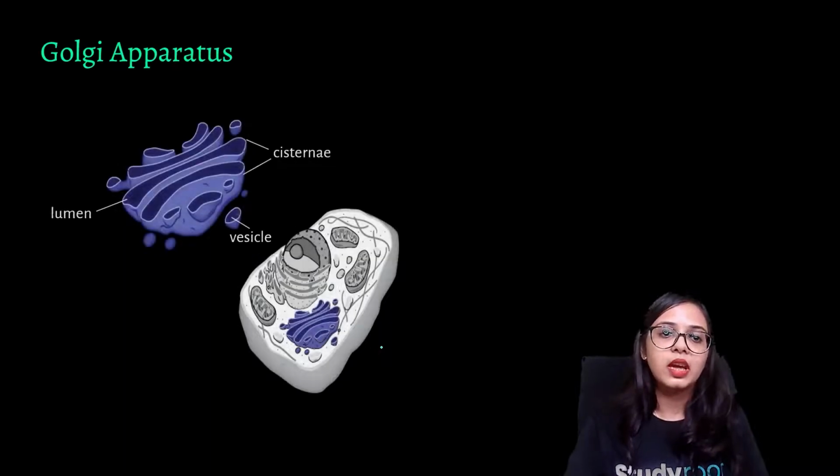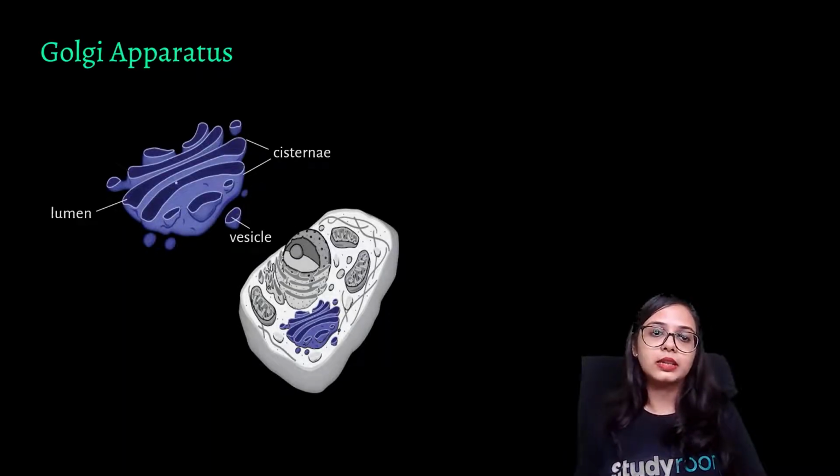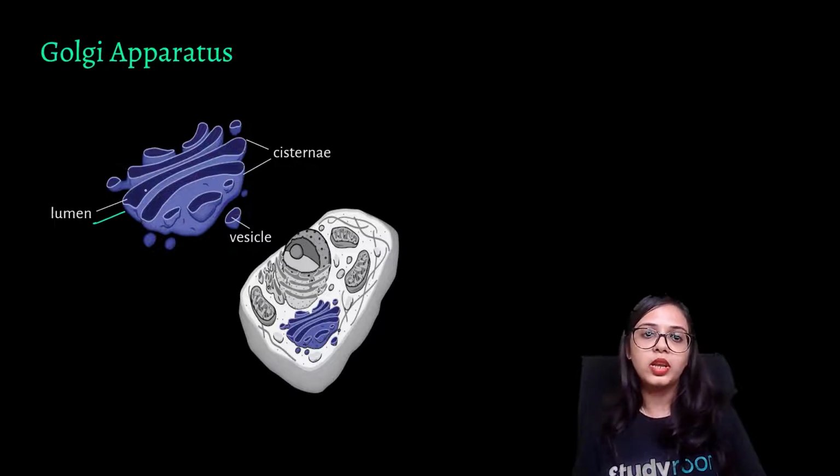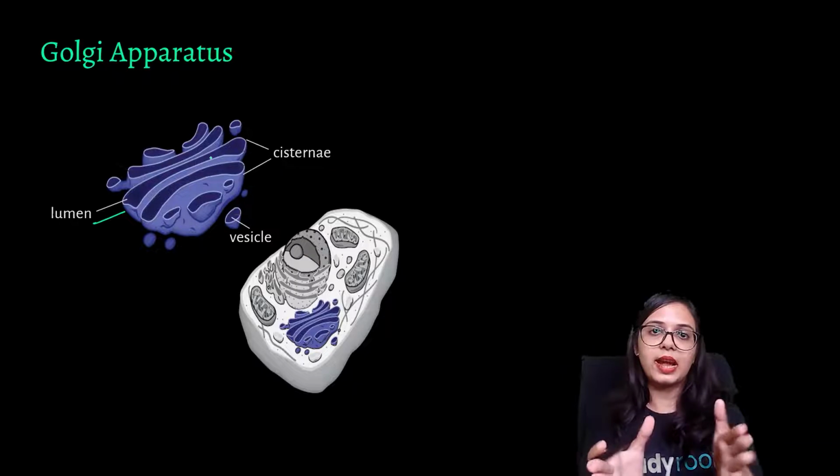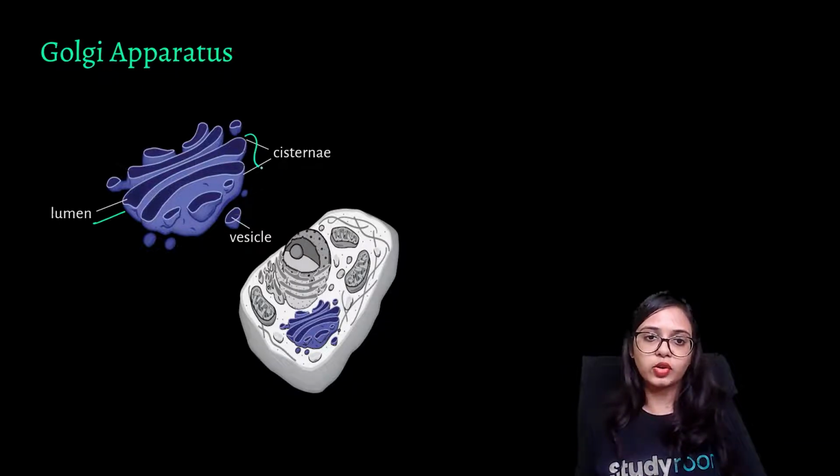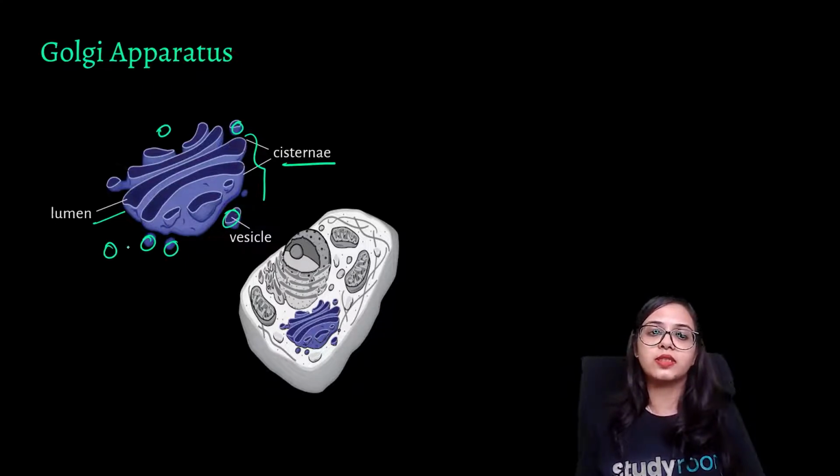Golgi apparatus: it looks somewhat like this. It has a tubular hollow structure known as lumen, and these lumens are stacked horizontally on each other. This sort of structure is your cisternae, and then there are other individual smaller spherical bodies scattered here and there just outside of the cisternae. These are vesicles.